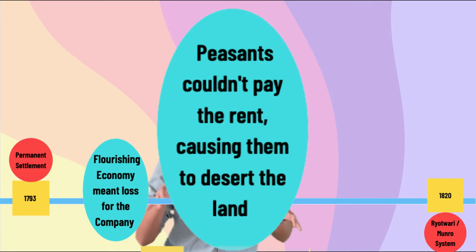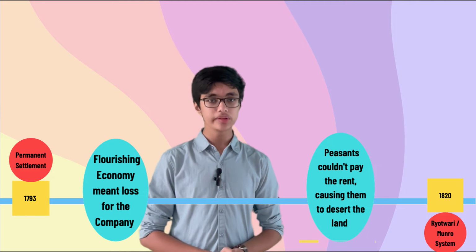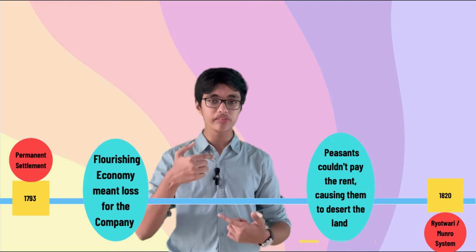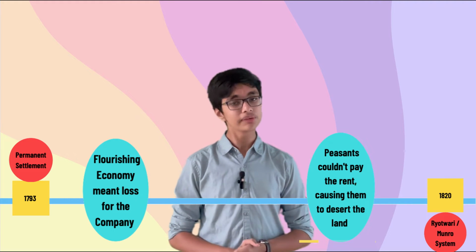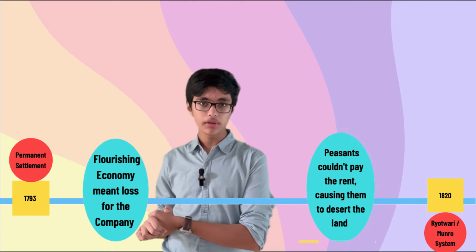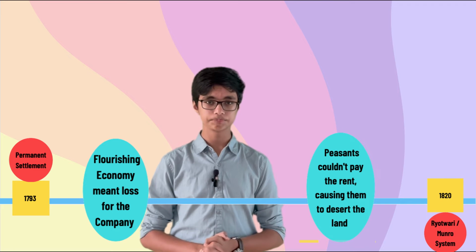Because of this, there was no permanent peasant who resided on the land, which was a huge problem because then there would not be a cycle of continuous cultivation on the land, which would eventually lead to the depletion of the fertility of the land. And this was a massive problem for the East India Company.